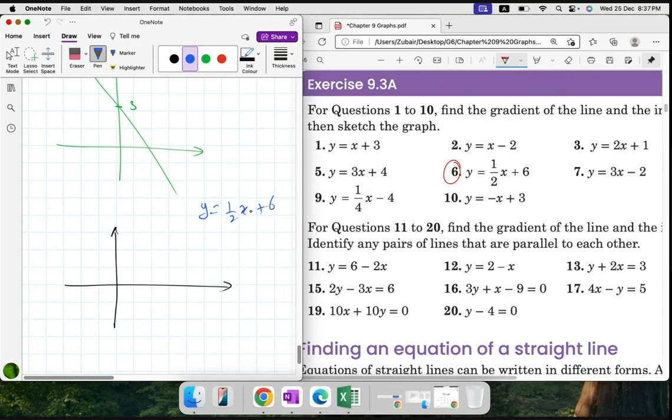Second, do this one. See, the gradient is 1 by 2. We are only interested in the sign. It is a positive gradient and a positive y-intercept. The positive slopes go in this direction and plus 6, so this is 0. And on top of that, it should intersect here. This is 6 and the slope is in the positive direction.